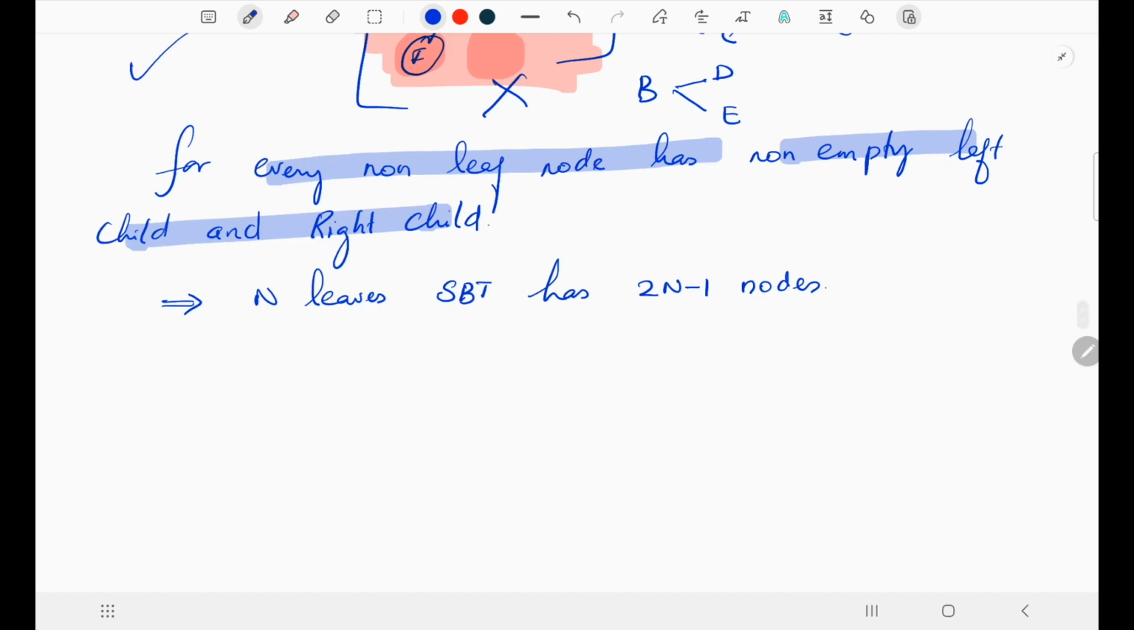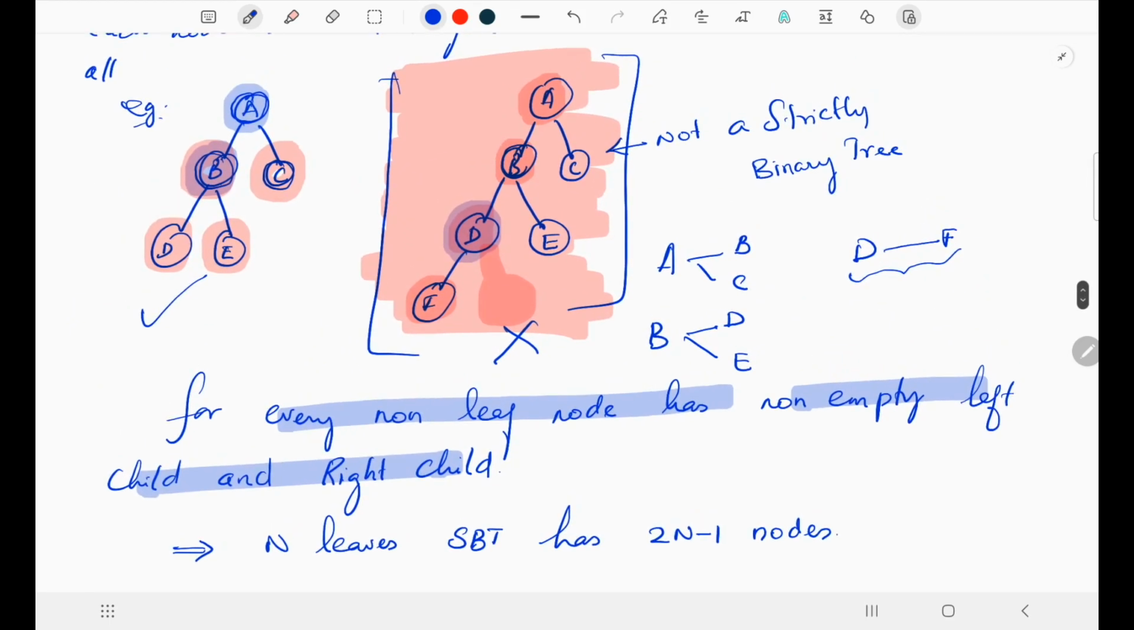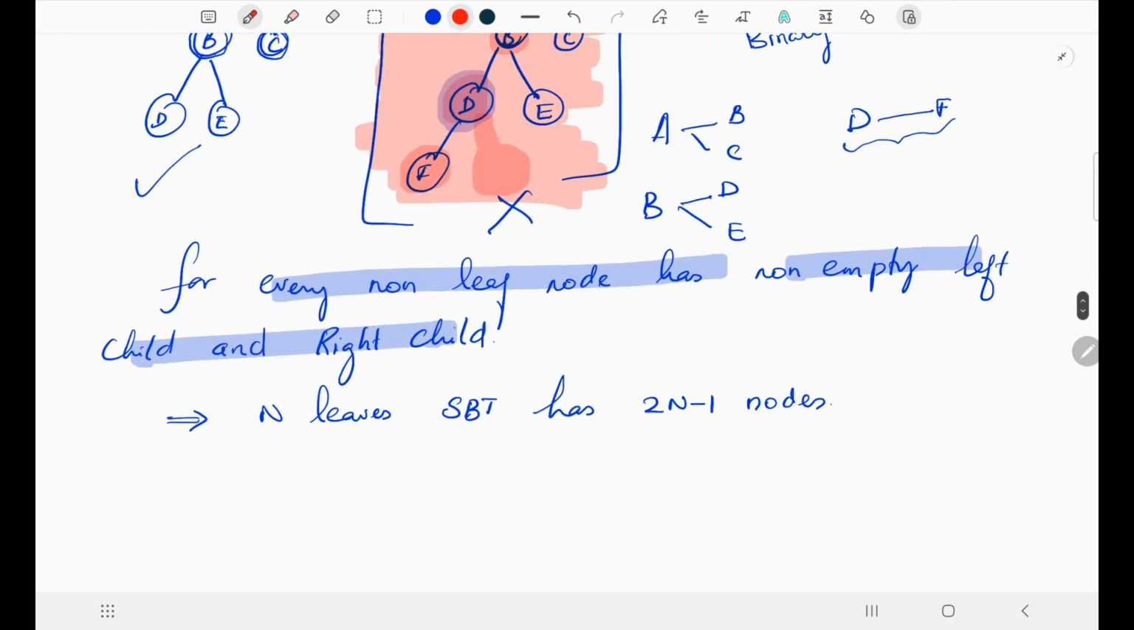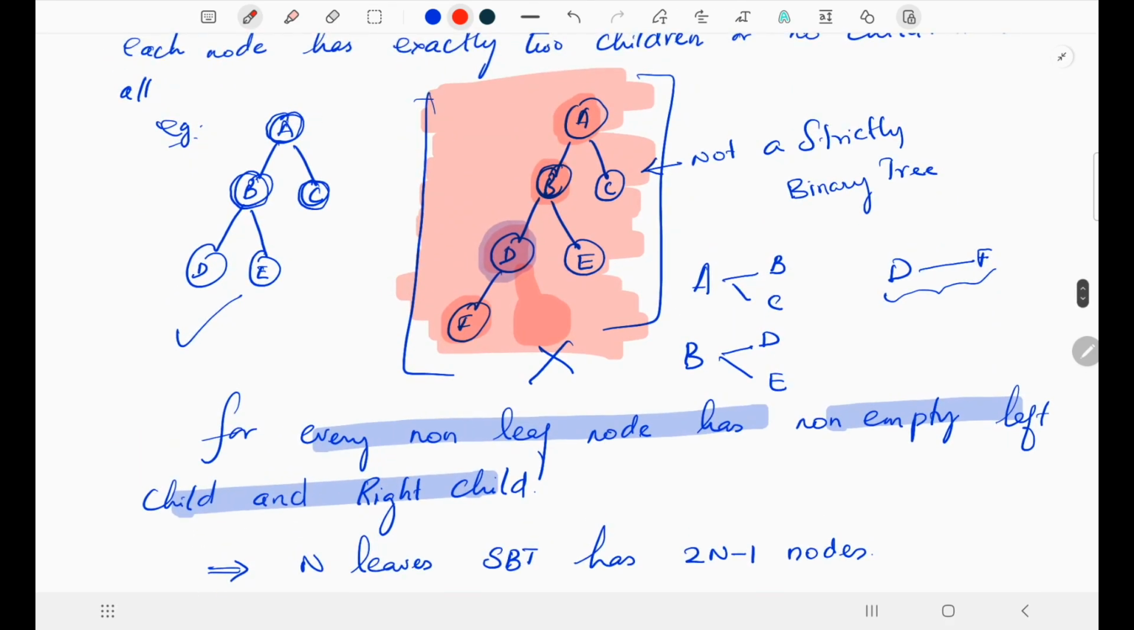Okay, for example, if you take this one here, in this case, how many leaves do we have? 1, 2, 3 leaves. So 2 into 3 minus 1, 2 threes are 6, 6 minus 1 is 5. So how many nodes? 1, 2, 3, 4, 5 nodes.